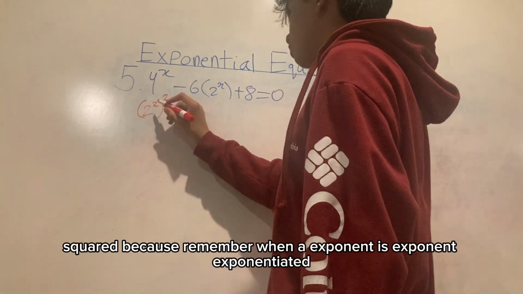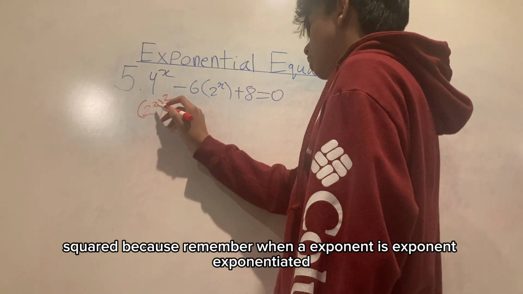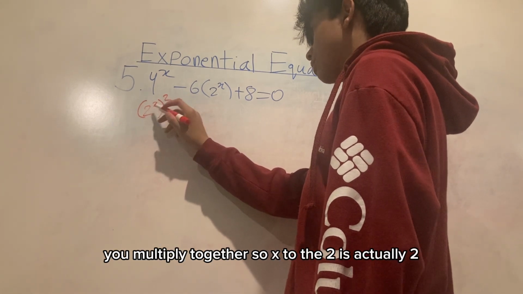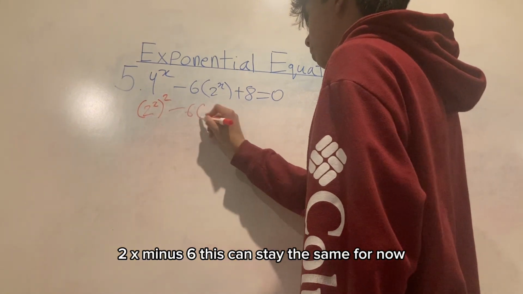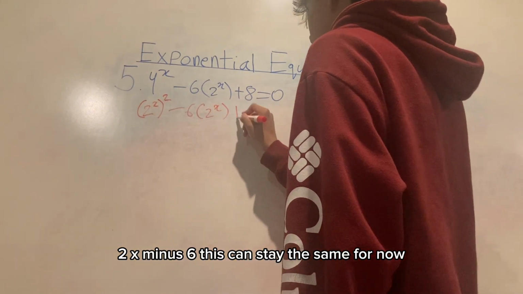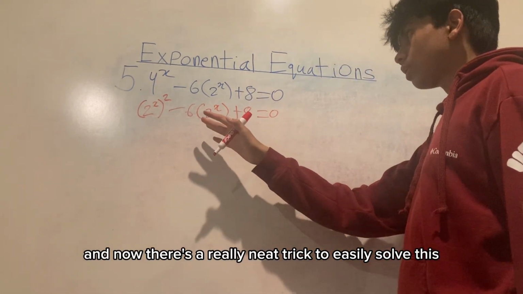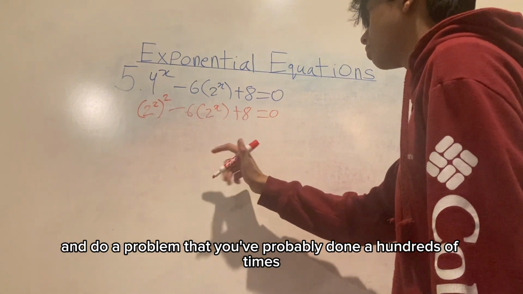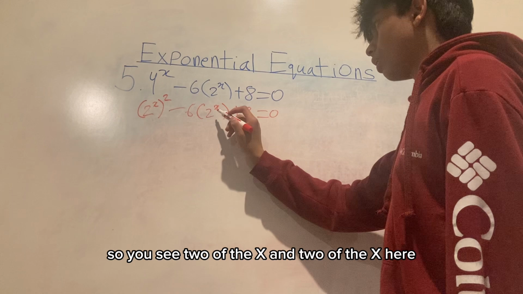squared, because if you remember, when an exponent is exponentiated, you multiply together. So x to the 2 is actually 2x, minus 6, this can stay the same for now, plus 8 equals 0. And now there's a really neat trick to easily solve this and do a problem that you've probably done hundreds of times. So you see 2 to the x and 2 to the x here.